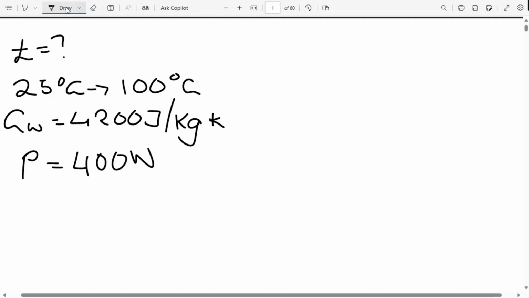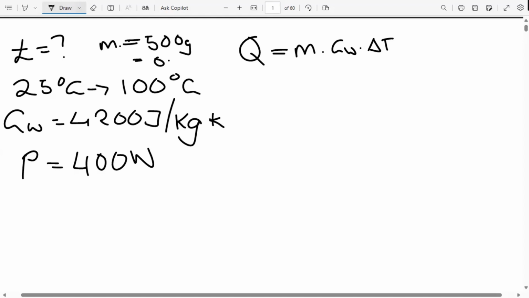First things first, the formula for finding the amount of energy absorbed to heat up a substance: Q is equal to the mass of that substance multiplied by the specific capacity of that substance, which in this case is water, multiplied by the change in temperature. They've already given us the mass, 500 grams, which is also 0.5 kilograms. Since our specific capacity has been given in kilograms, we also convert our mass of the water into kilograms.